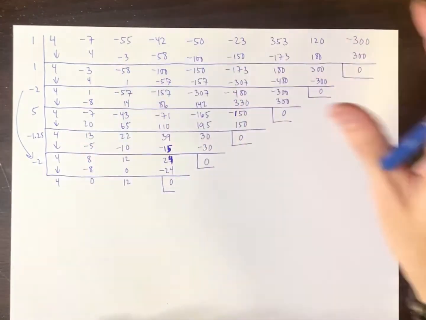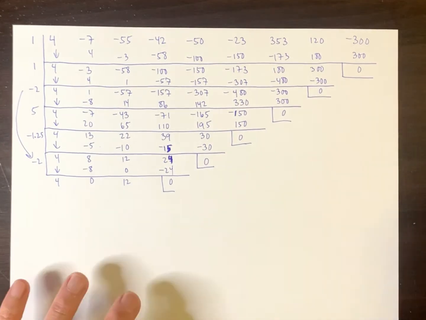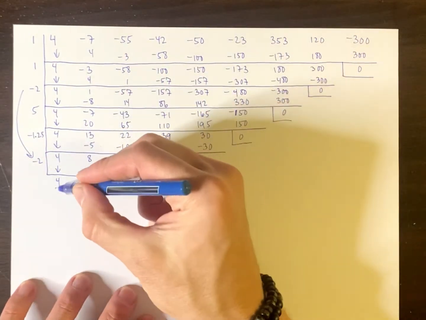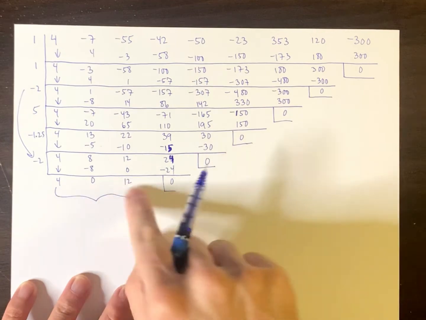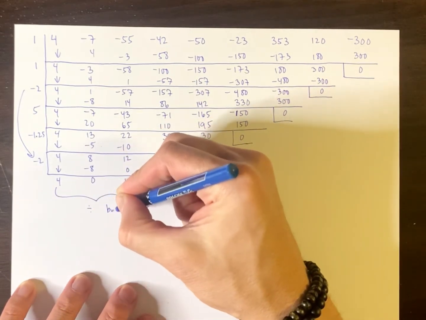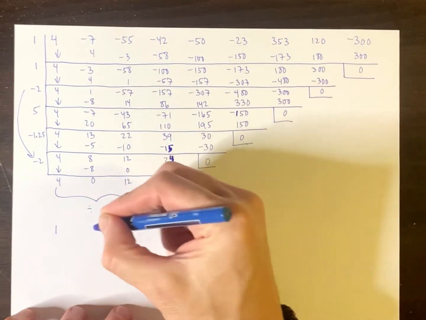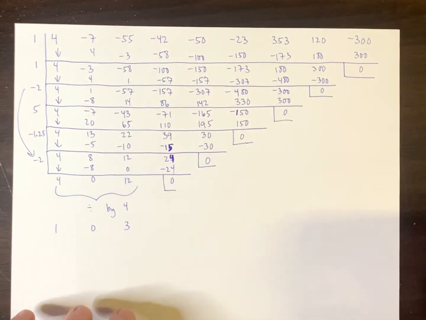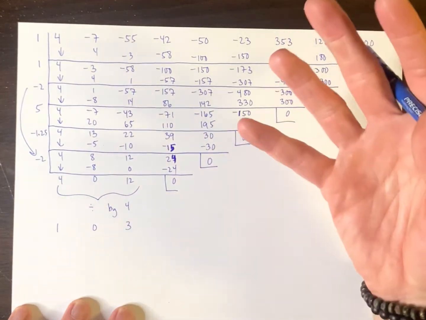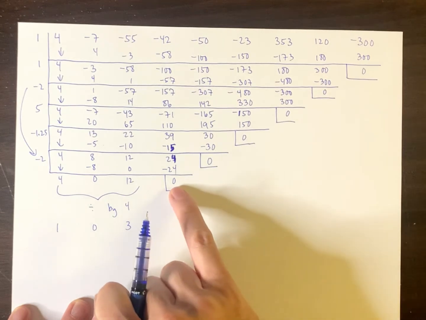So we've reached this point. We have exhausted the list of the x-intercepts that were given to us, and we're left with these numbers here. Now we can reduce them all by 4 to get 1, 0, and 3. And going from right to left, we can build our polynomial. The remainder, you ignore it.